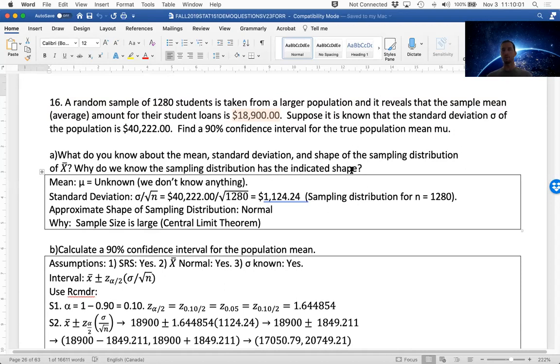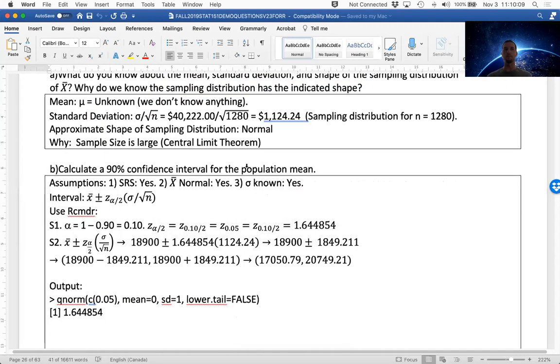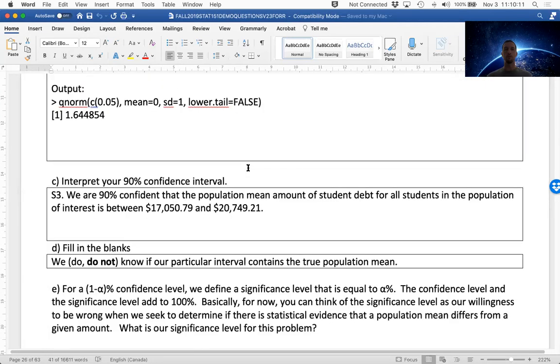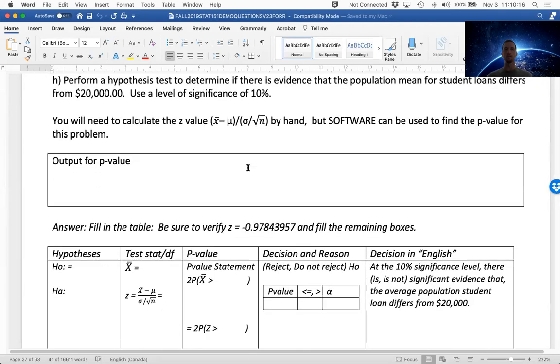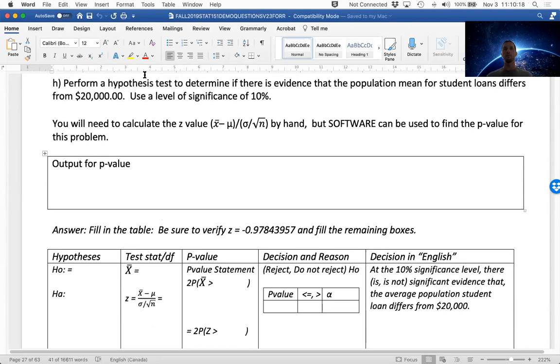The first thing that they ask us to do is find a confidence interval. This is what we talked about last class. What we need here is this information, so we can use this information to conduct a hypothesis test as well. If we scroll down to 16H, we have: perform a hypothesis test to determine if there is evidence that the population mean for student loans differs from $20,000. Use a significance level of 10%.